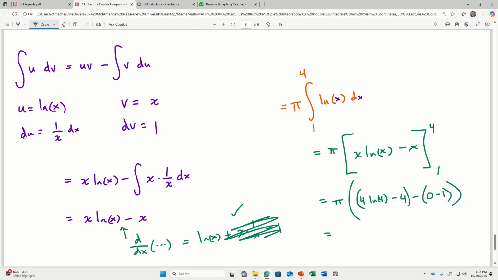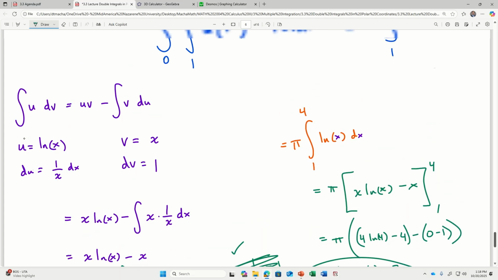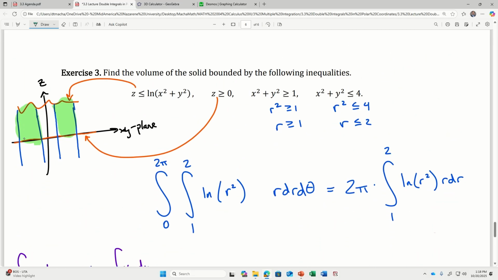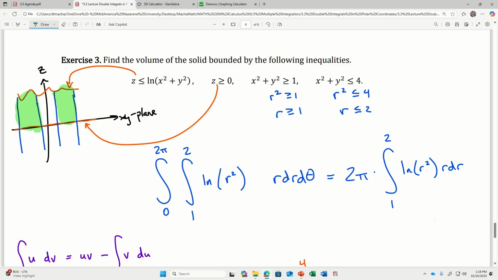And then 0 minus 1. So our answer is going to be 4 times pi times natural log of 4 minus 4 plus 1, so minus 3 pi. That is the volume of some solid. I'm interested what that solid looks like now.